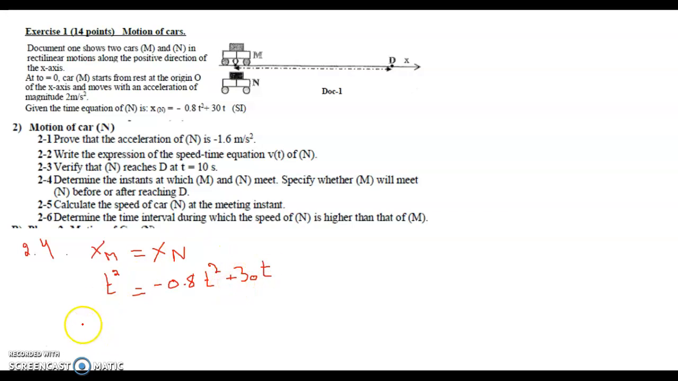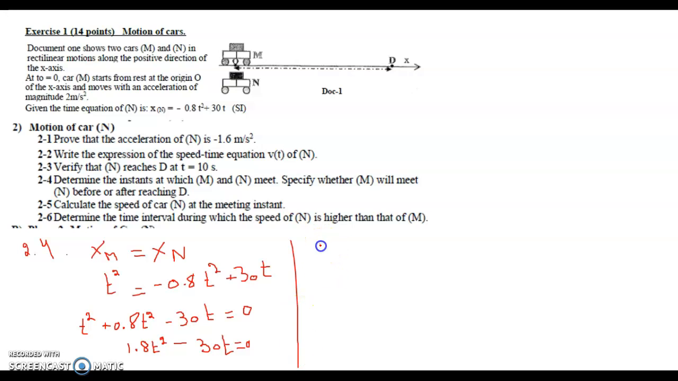Move them to the other side, we get t squared, change their sign for sure, plus 0.8 t squared minus 30t equal to 0. So 1.8 t squared minus 30t equal to 0.